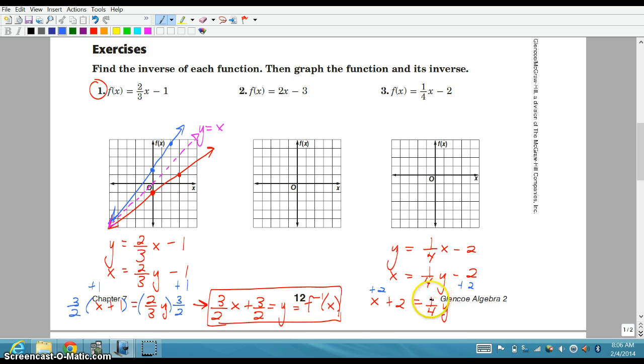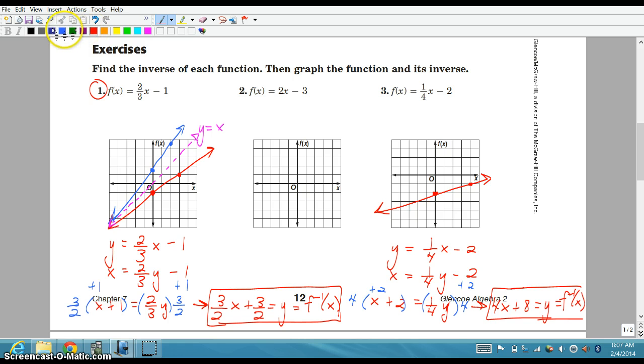From here, if I multiply both sides by the reciprocal of 1/4, which is 4, and then simplify in the next step, distributing the 4, so 4x plus 8 equals y, or f inverse of x. There's my inverse. We're going to go ahead and graph both. The first function again, y equals, or f of x equals, same thing, 1/4 x minus 2. So we'll put a y-intercept there at -2, up 1, right 4, that is my slope. Here's your original f of x function graph.